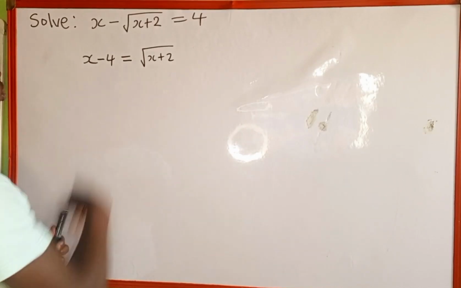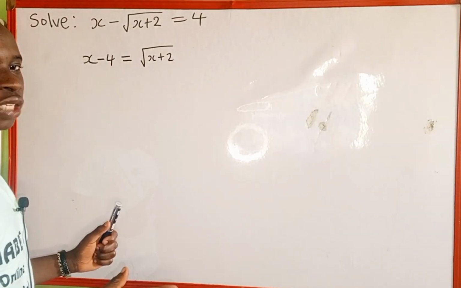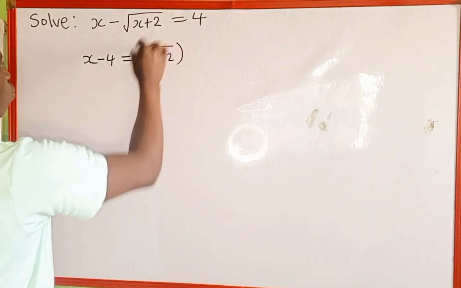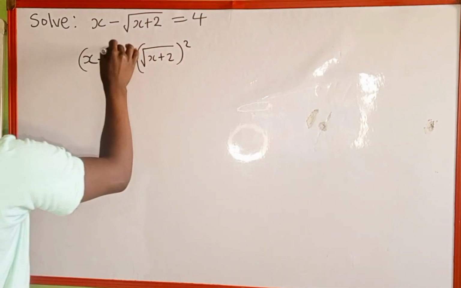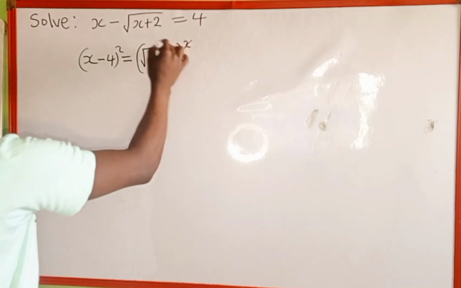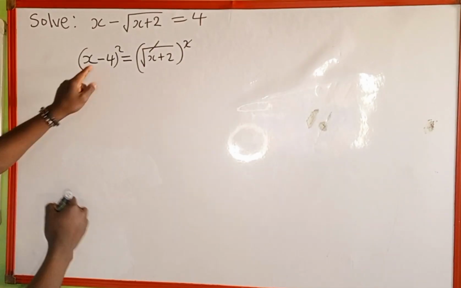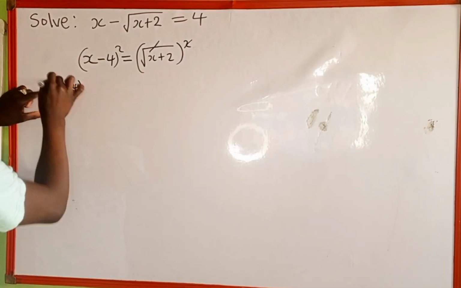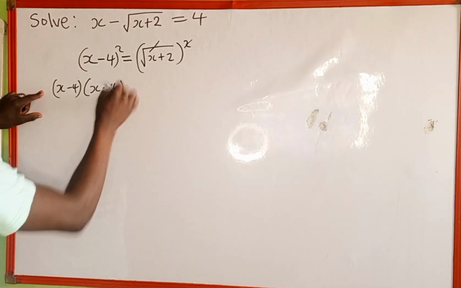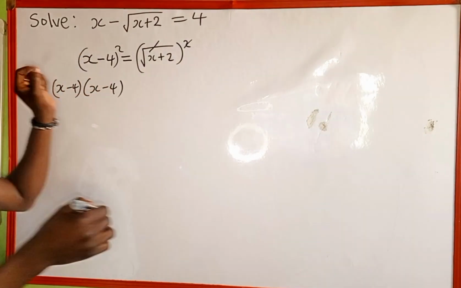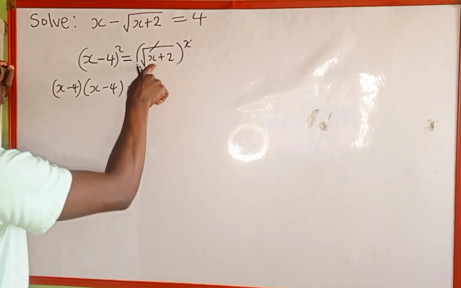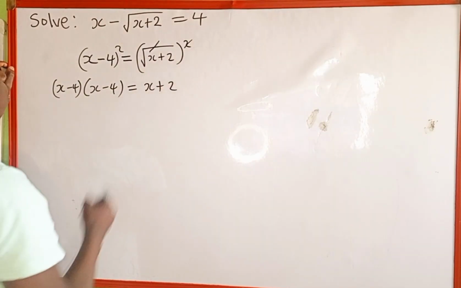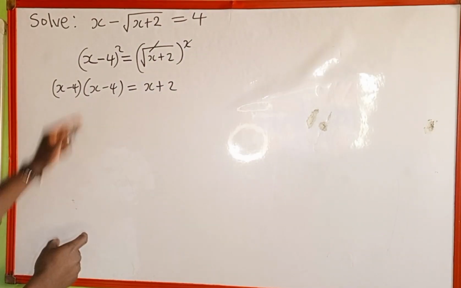Now the next thing we're going to do is to remove the square root by squaring both sides of this equation. So we're going to square both the left and the right hand side of the equation, so that this square is going to cancel out the square root. And x minus 4 squared is the same as what? x minus 4 multiplied by x minus 4. It means x minus 4 is multiplied by itself, which is equal to what? x plus 2.